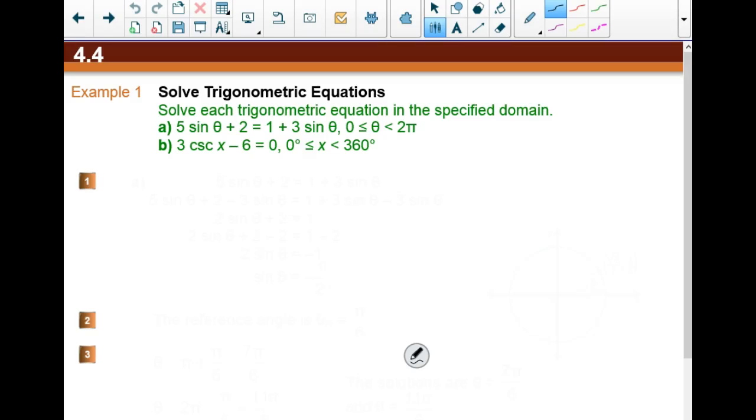Okay, so we're doing example 1 on page 207. What we're doing is solving each trigonometric equation in a specific domain. So we're going to solve this, and then we're going to look for the answers in this area off of our unit circle. Okay, so all we're doing is solving this as if we're solving for x. It's just a simple solving for x equation.